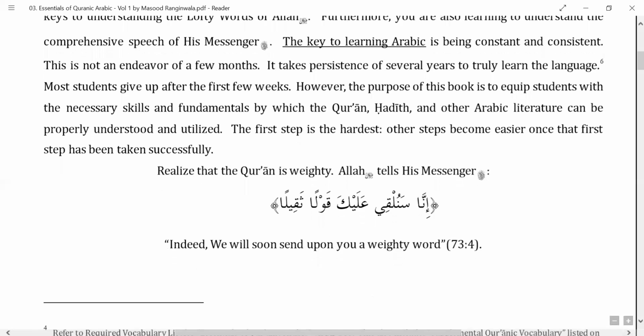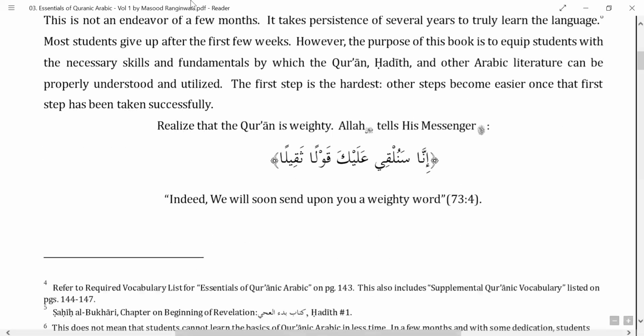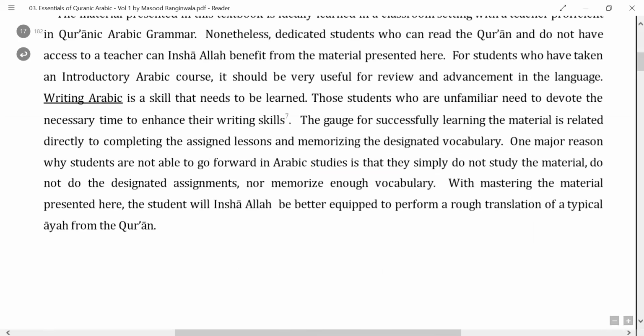Also, realize that Quran is weighty. Allah subhanahu wa ta'ala tells His Messenger sallallahu alaihi wasallam, إِنَّا سَنُلْقِي عَلَيْكَ قَوْلًا ثَقِيلًا. Indeed, we will soon send upon you a weighty word. So Quran is very mighty, it's very weighty. So you can read through this.